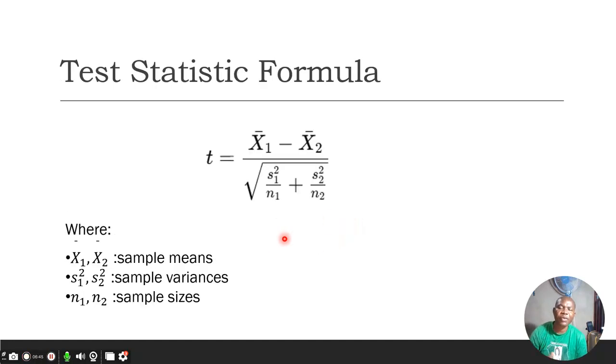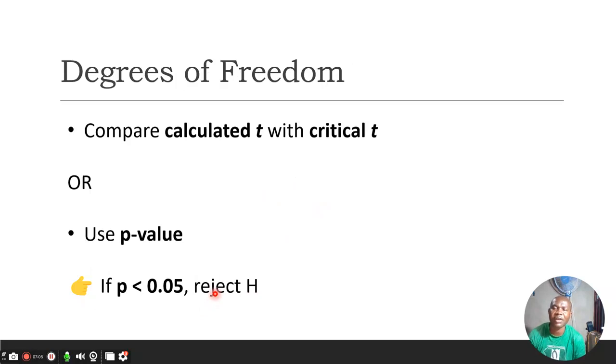So this is the formula for the independent sample t-test. We have the first mean, we also have the second mean. We have the standard deviation for the first data set and the standard deviation for the second data set, and the sample size for the first and the sample size for the second data set. So let's see how to calculate this.